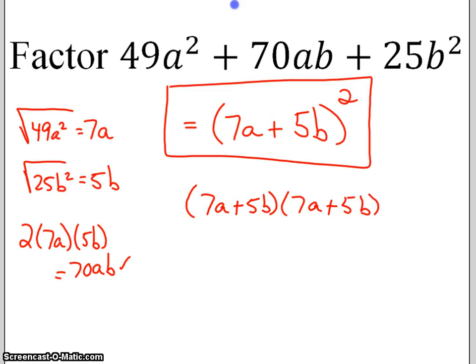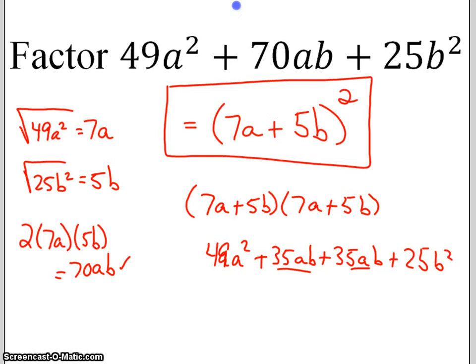So I'll just show you a way you can check this. You could FOIL it out. So we get 7a times 7a, that's 49a squared. Now the outer, so plus 35ab plus, now the inner, 35ab. So that's why it's 2 times, because there's 2 of them. See that? And then plus 25b squared. So we get 49a squared plus 70ab plus 25b squared. So it checks. So we got the right answer.